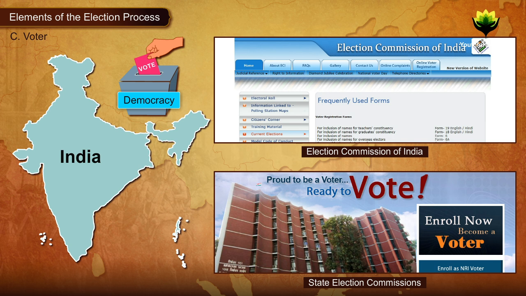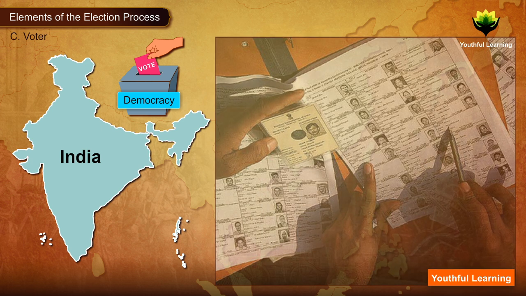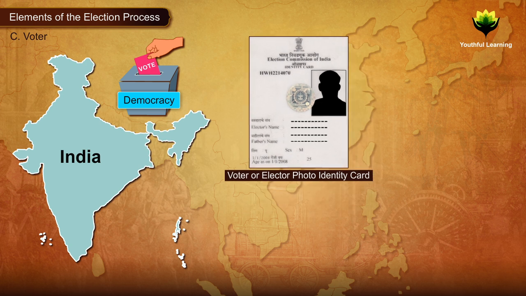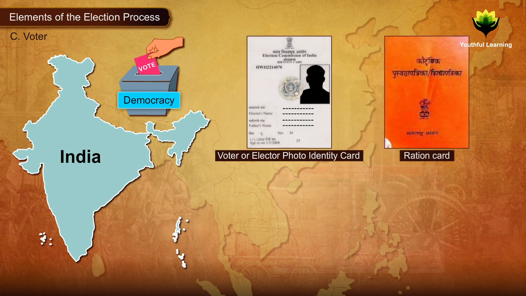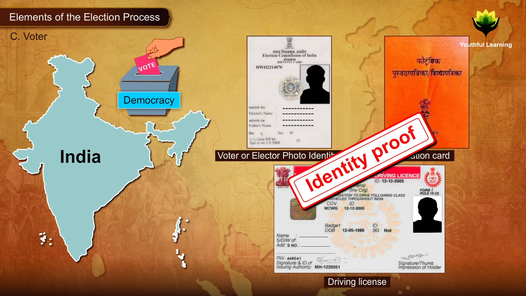After registration, the citizen's name is included in the electoral roll published by the government and he receives a voter or elector photo identity card. Apart from the voter photo identity card, ration card and driving license are also accepted as identity proof of the voter.